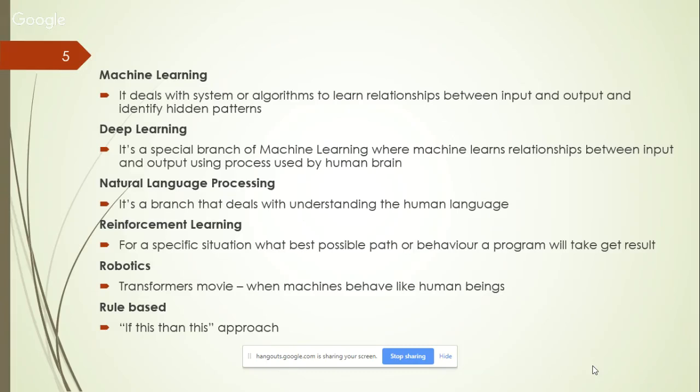The second is deep learning, which is a subset of machine learning. It's a special branch of machine learning where the machine learns the relationship again between input and output. Input is our raw material, that is data, and the output is our decision, using a process used by the human brain. So now we have entered one step in deep. That means now we are expecting the machine to think like a human brain. Earlier, we were setting up some mathematical formulas, and that was helping our machine to take decisions. But now, we are expecting it to behave like a human brain.